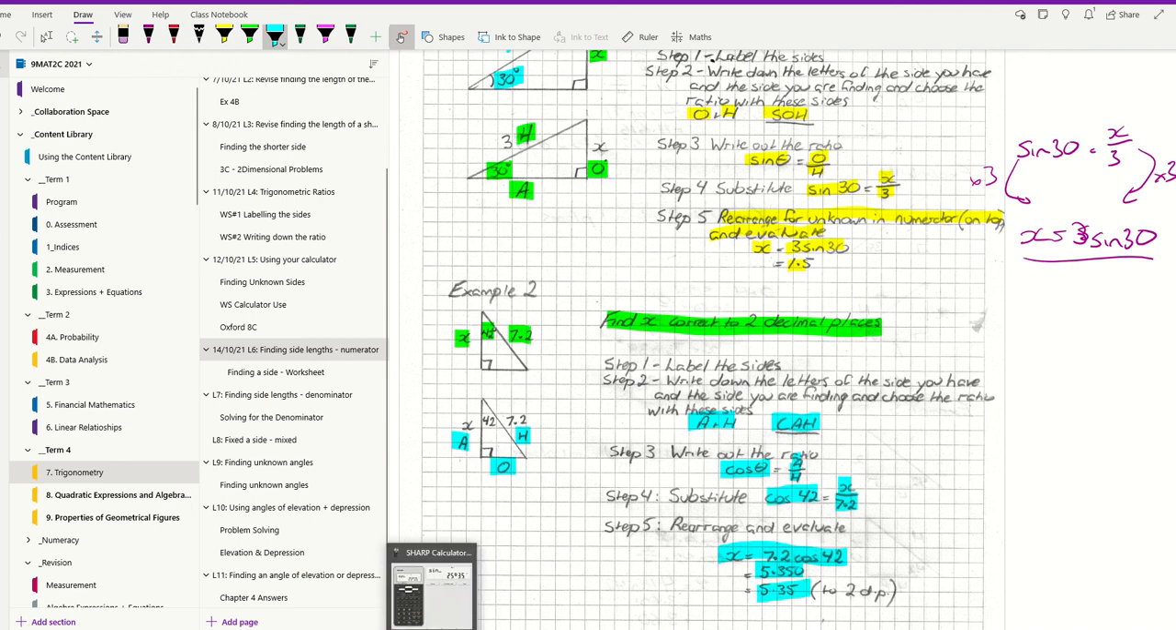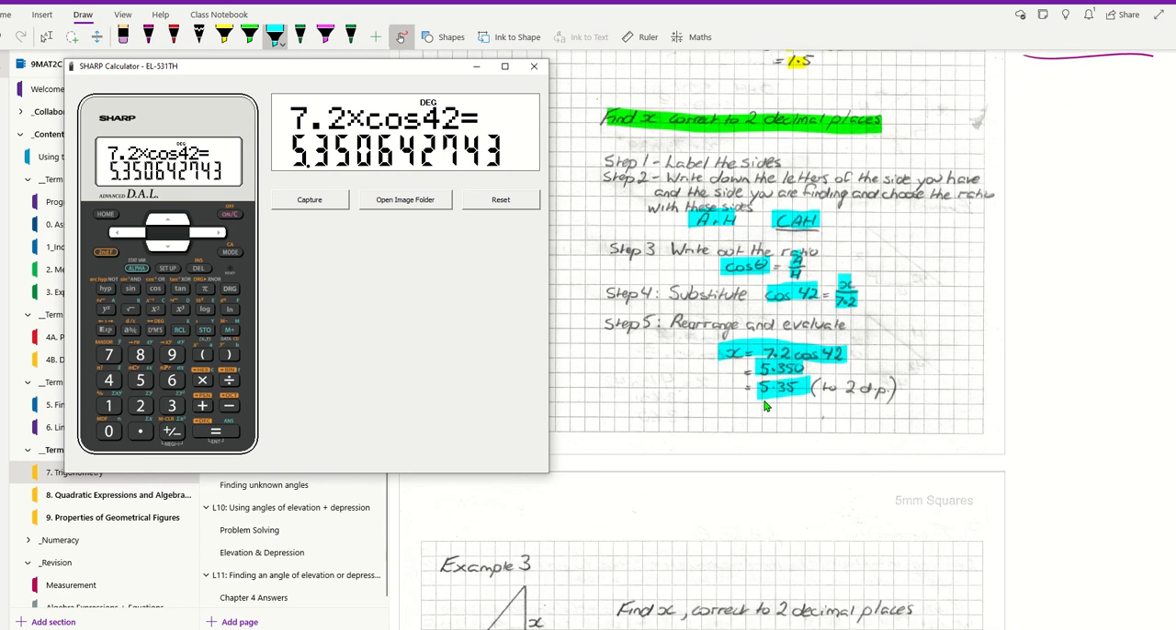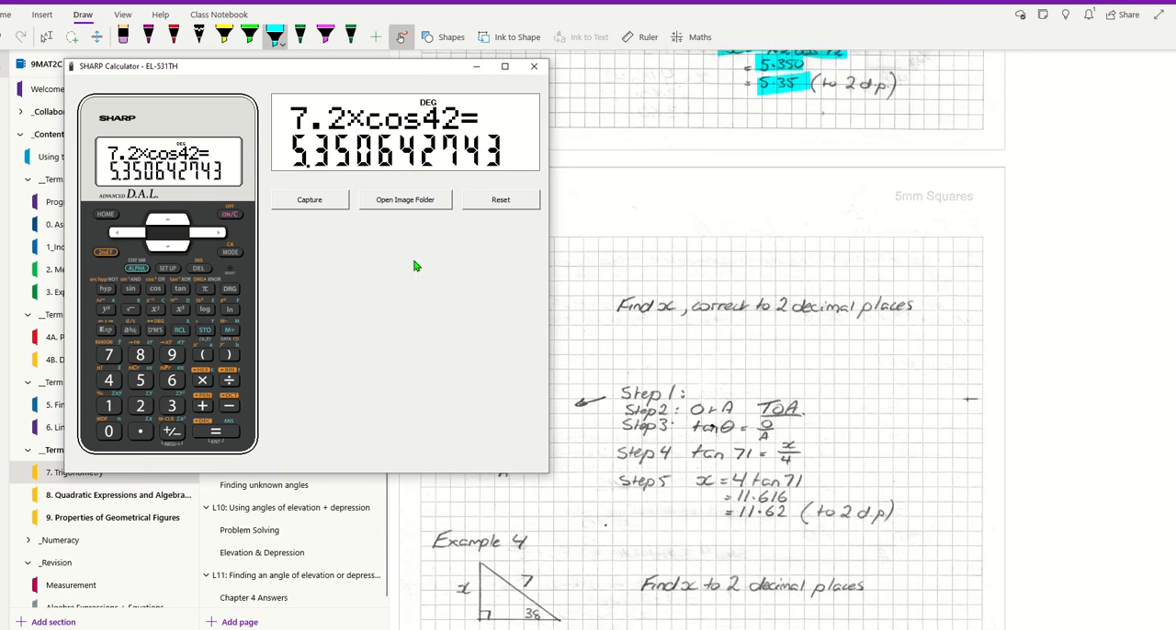Again, if I find my sharp calculator, I'm looking for 7.2 times, let me clear it and start all over again, 7.2 times cos 42 equals 5.350, which is 5.35 to 2 decimal places.